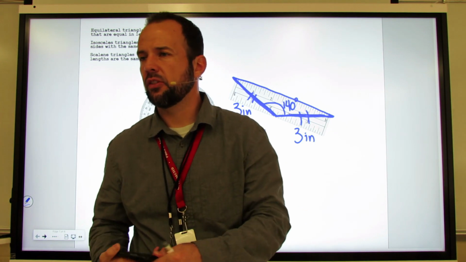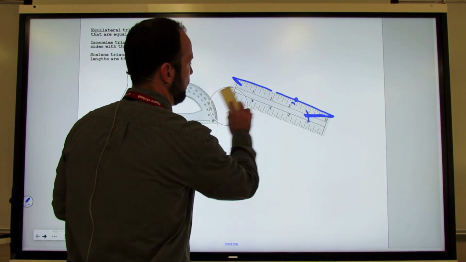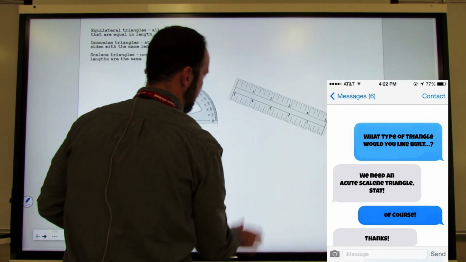I got these orders. Man, they just keep coming in. Let's take a look at this one. This next order, as it says here, they want an acute scalene triangle.